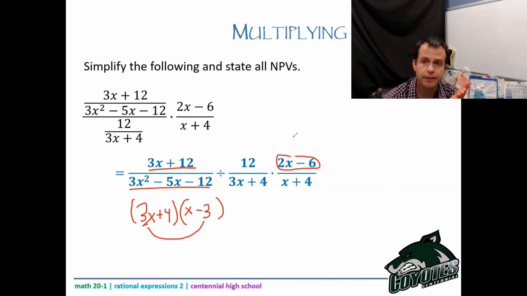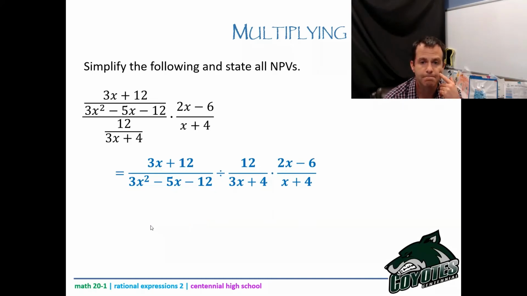I'm going to rewrite this in factored form, but also when I write it in factored form, I'm going to deal with this guy as well. I'm going to change him to multiplication, and then I'll flip that second fraction. Okay, so 12 will go to the bottom and 3x plus 4 will go to the top. So that's what I've done on the next animation that you're going to see.